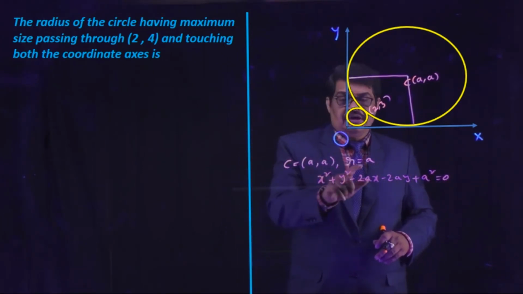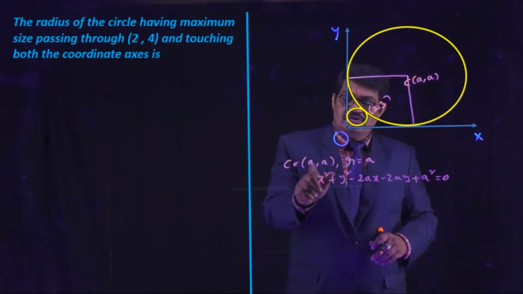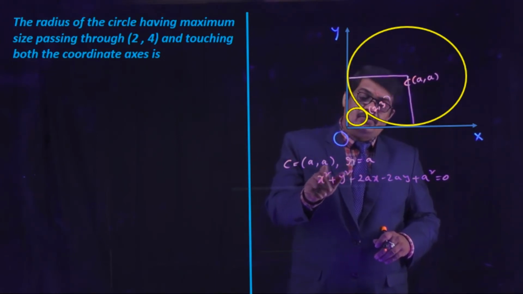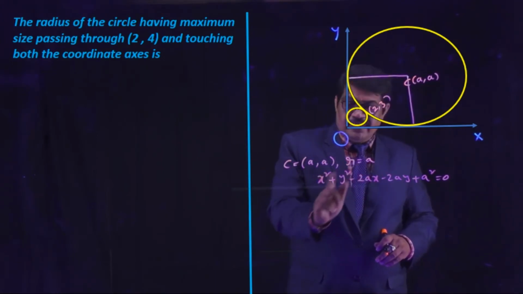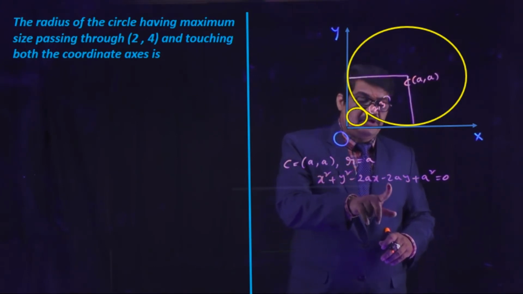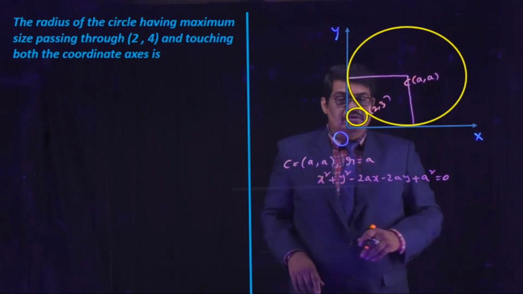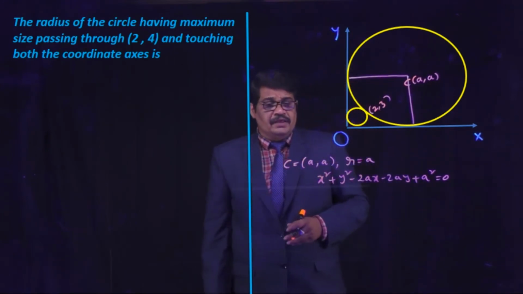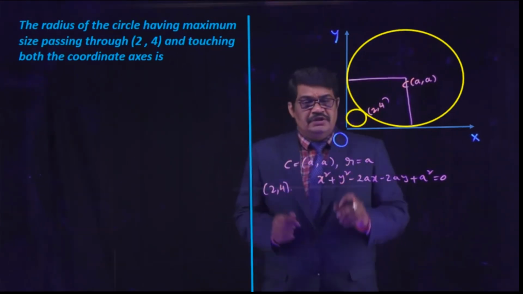This is the center and radius form of the circle, that is (x minus a) whole square plus (y minus a) whole square is equal to r square. After expanding, we are getting x square plus y square minus 2ax minus 2ay plus a square is equal to 0. This is the form of the required circle equation.